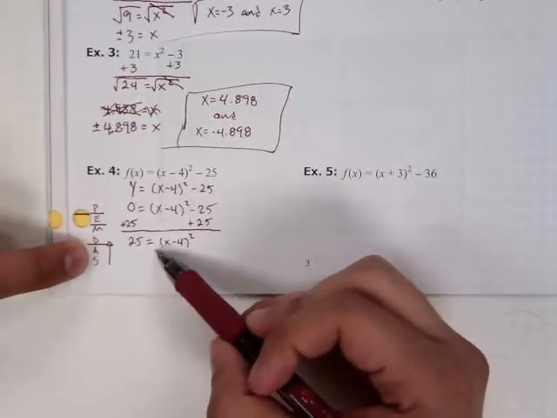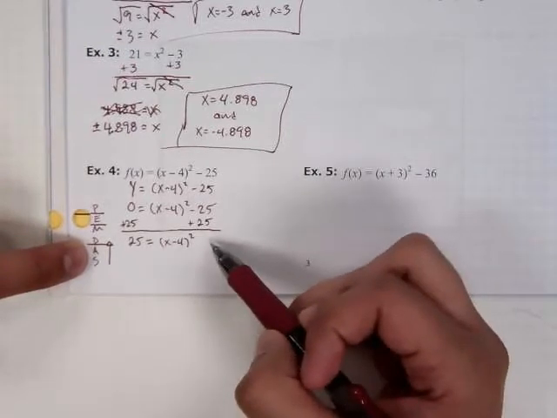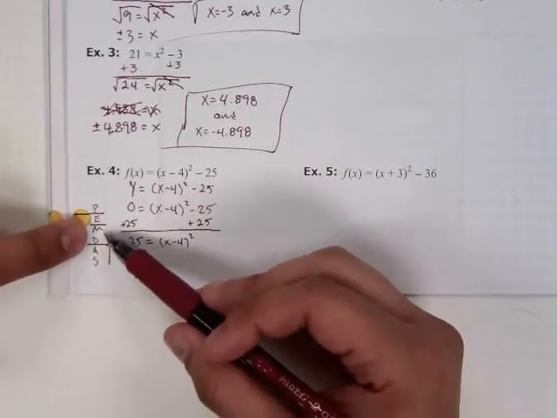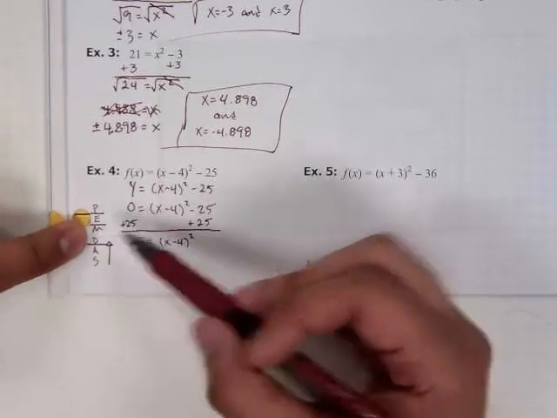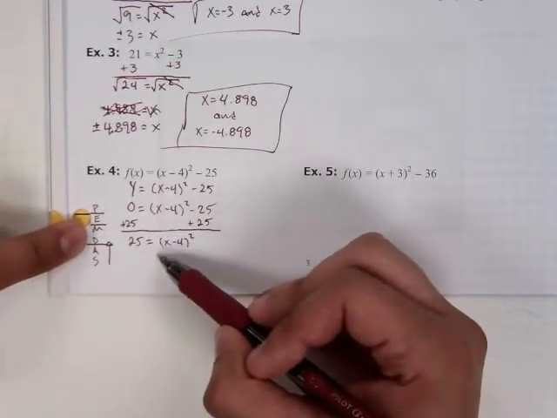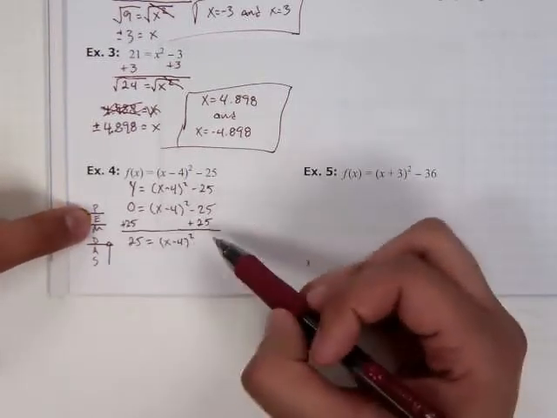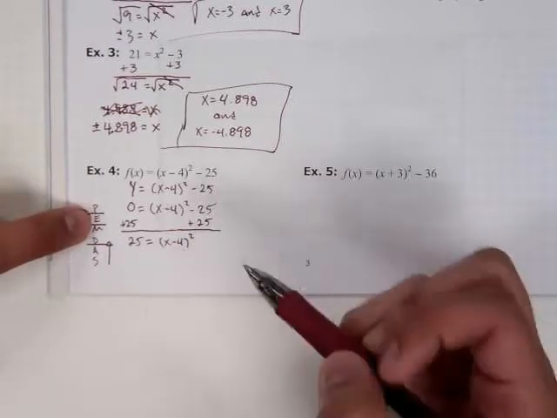Now we have nothing else being added or subtracted to the parentheses. Now we go to multiplication and division. There's nothing being multiplied out front. There's nothing being divided. So now we go to exponents. We do have an exponent, a square.